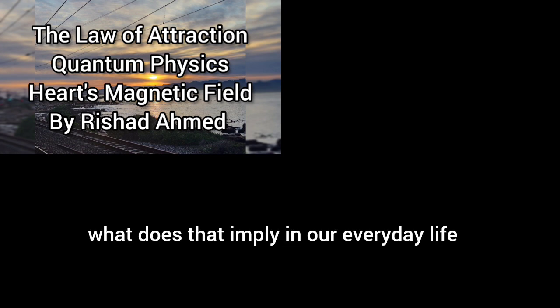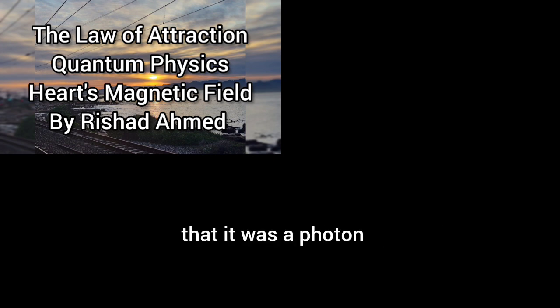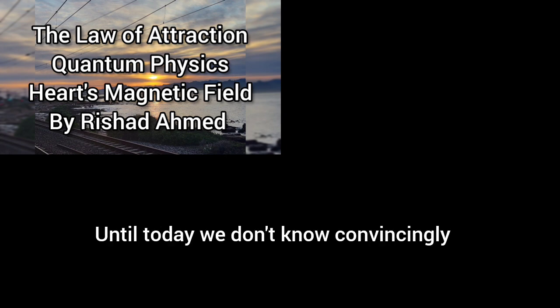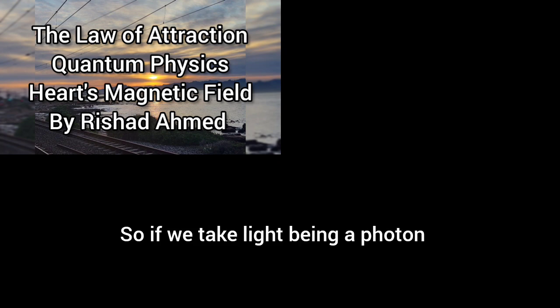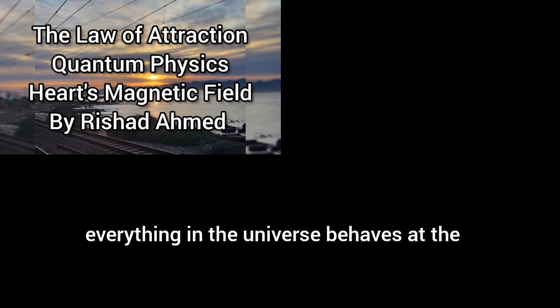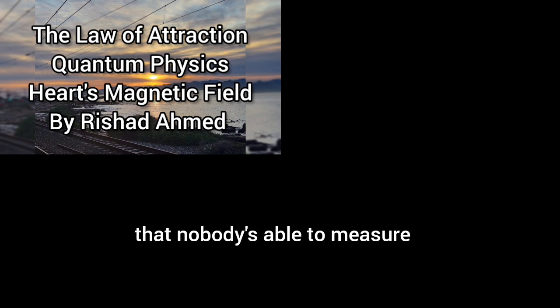Now, what does that imply in our everyday life? If you look deeply into the nature of light, at one stage it was discovered that it was a photon. But now light was behaving very erratically. Until today, we don't know convincingly what light is and how it behaves. So if we take light being a photon and we take electrons being the fundamental source of a particle or of an atom, everything in the universe behaves at the subatomic level in a very strange way that nobody's able to measure.